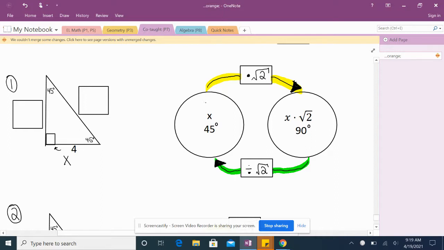So we have our value of x is 4. So we multiply by the square root of 2.